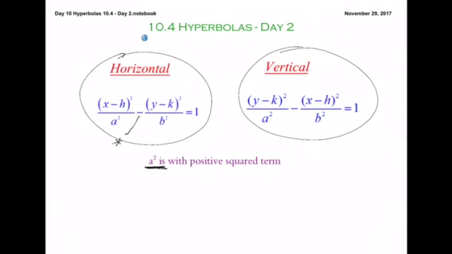Vertical hyperbola, you notice that y comes first this time. Be really careful when you are notating the center of your hyperbola because your h and your k's location switched. You notice a still comes first. It's still a subtraction sign. It's always set equal to 1. B squared comes second.